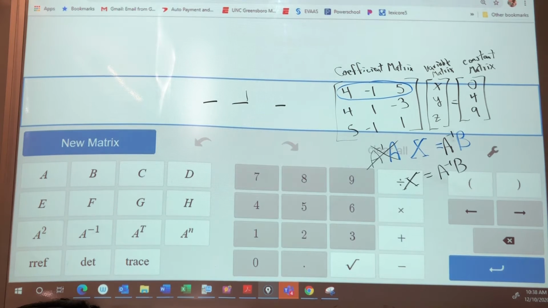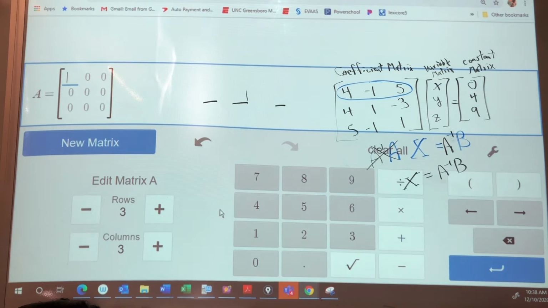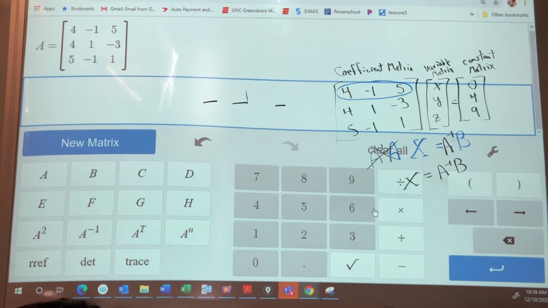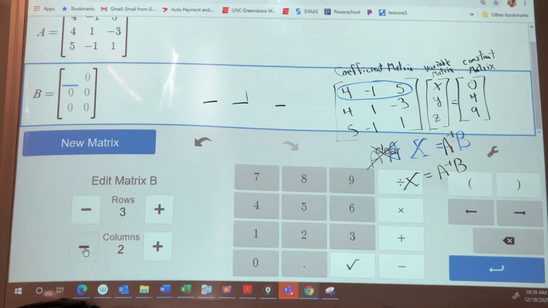So I've gone to the website desmos.com/matrix, and I'm going to put these matrices in there. A is a 3 by 3 matrix, and I'm just going to put these elements in it. And then I'm going to put in matrix B. Matrix B is 0, 4, 9. It's a 3 by 1, so new matrix, it's a 3 by 1 matrix.